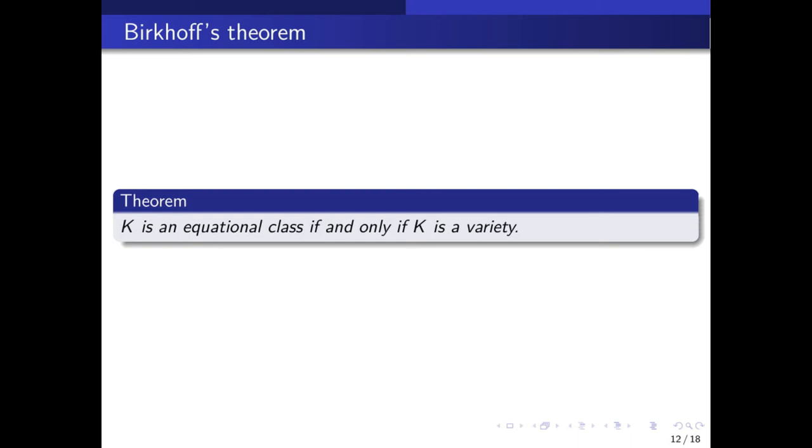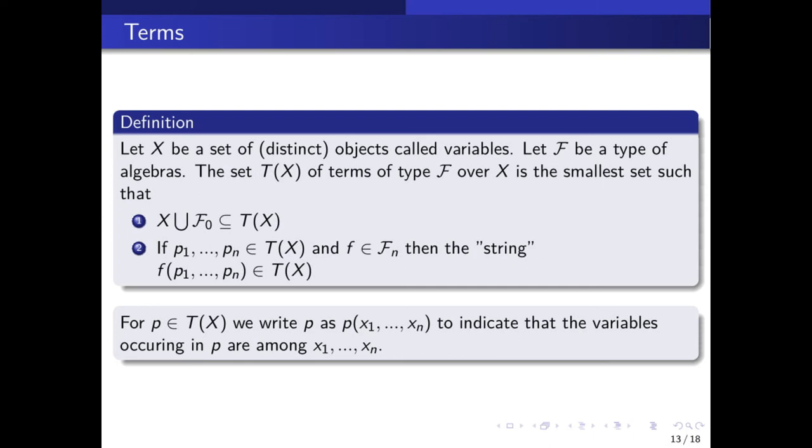So what about the equational classes? Well, for that we need terms. So what are terms? How do we make terms? Well, we want those terms to be of type F also. We take some variables and put them in, this is our set of terms. Then we add our constants to them, this F0. So this is our set of terms. And then we do it inductively.